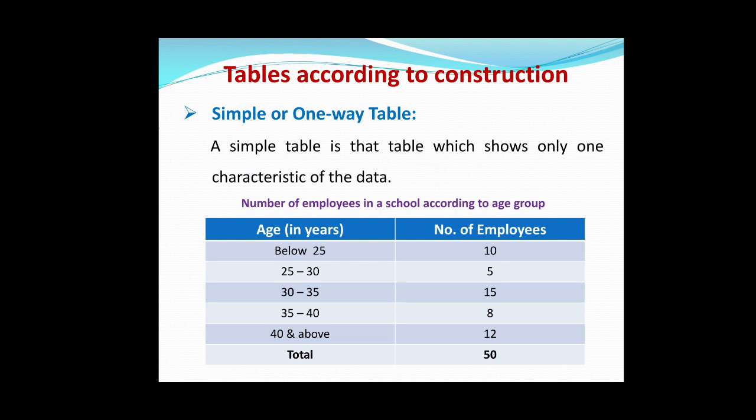Table given here in this slide is an example of a simple table. This table shows us the data relating to the number of employees in a school according to their age group. Thus, this is a simple or one-way table. And this table gives us information about only one characteristic of data, that is age group.